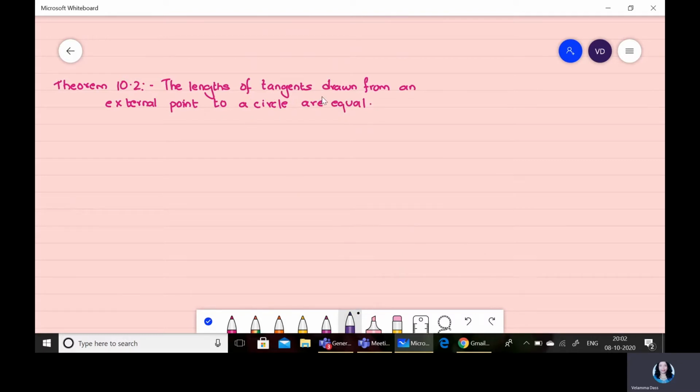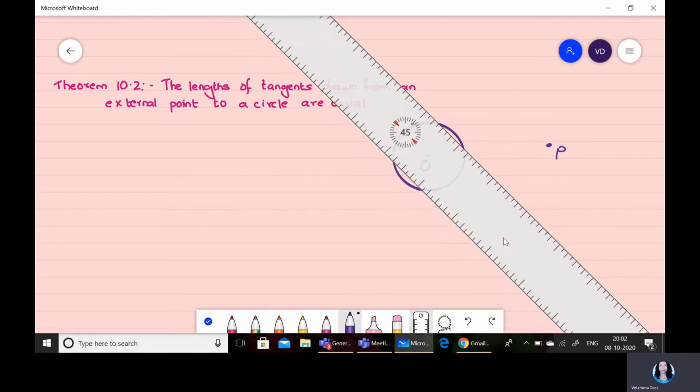So here there is a circle. To start with, let's draw a circle. There is a circle and there is a point which is outside the circle. We are taking a point outside the circle. Let the circle be with center O and let the point be taken as P. Now we have to draw the tangents from the point P to the circle.